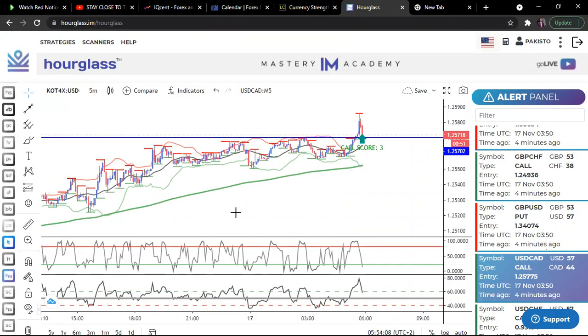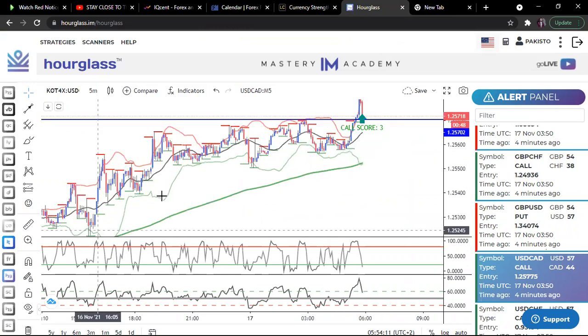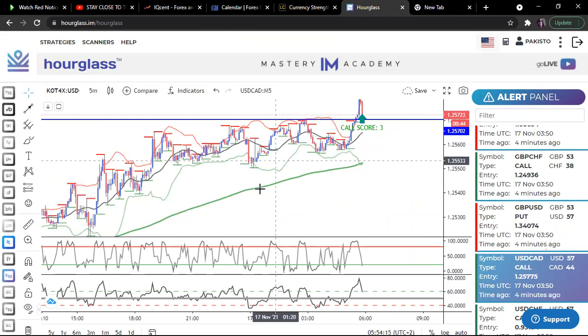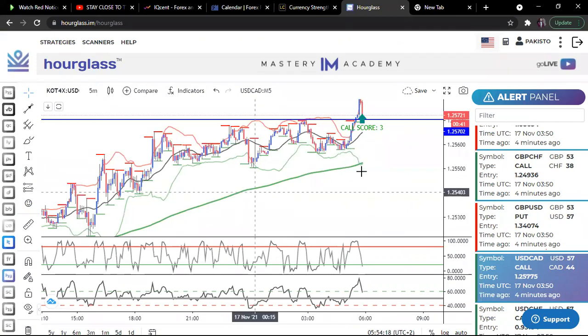This market has been trending to the upside. Look at this market from this level. It has been a bullish market, pushing up. We've got the EMA below the market, which is indicating a push to the upside.